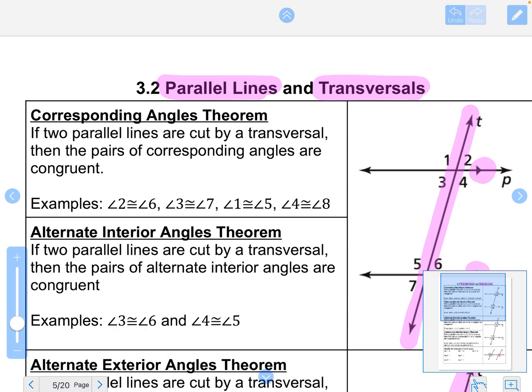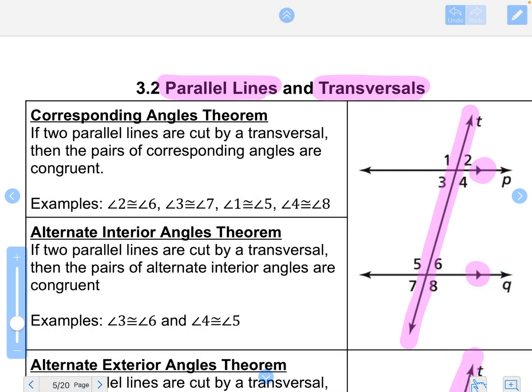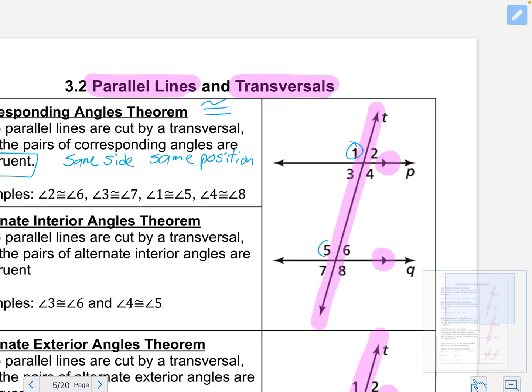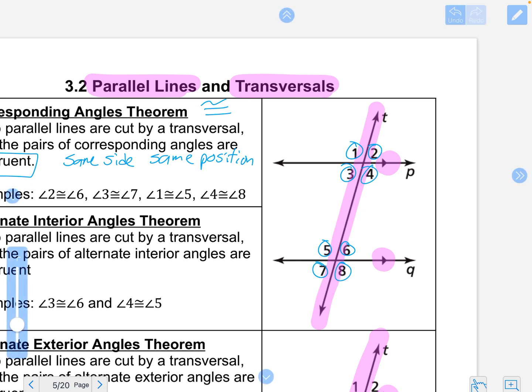So, we said in our last set of notes that corresponding angles are on the same side and in the same position. Now, if our lines are parallel, we know that corresponding angles are congruent. So we know that 1 is congruent to 5, 2 is congruent to 6, 3 is congruent to 7, and 4 is congruent to 8.